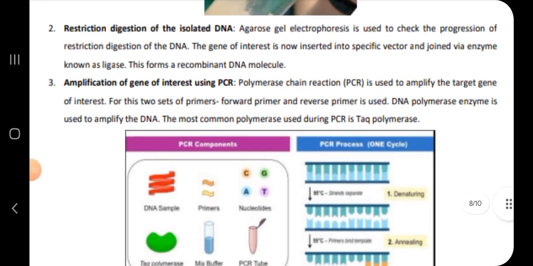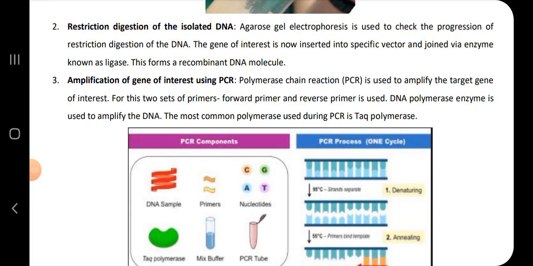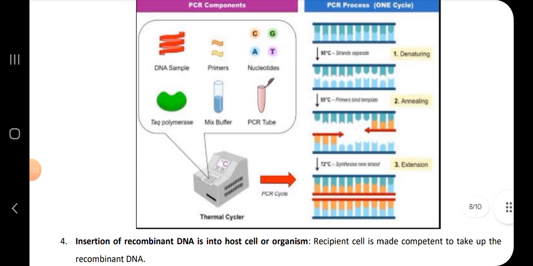Then the second step takes place, that is the restriction digestion of isolated DNA. Agarose gel electrophoresis is used to check the progression of restriction enzyme digestion. Then the gene of interest is inserted into the specific vector. Then it is joined through an enzyme known as ligase. Then amplification of DNA of interest takes place using PCR. PCR is the polymerase chain reaction used to amplify the target gene of interest. For this, two sets of primers, forward and reverse primers, are used. Then DNA polymerase enzyme is used to amplify the DNA. And the most common polymerase used during PCR is Taq polymerase.